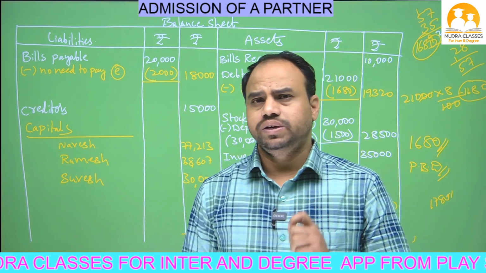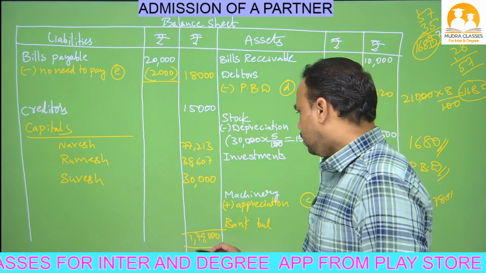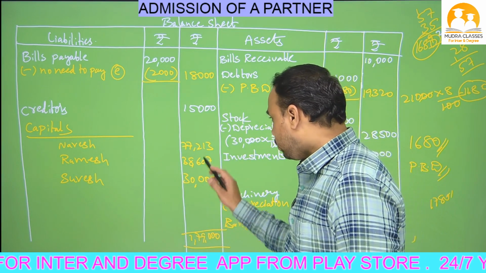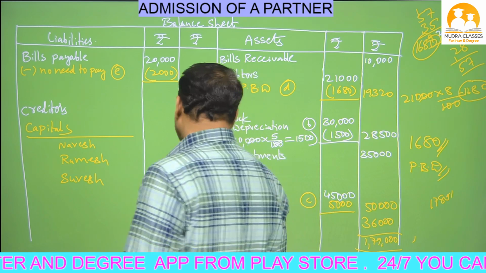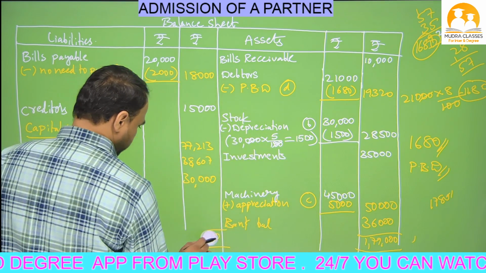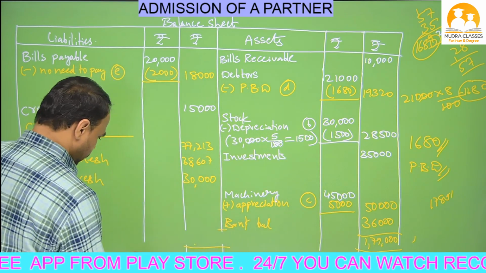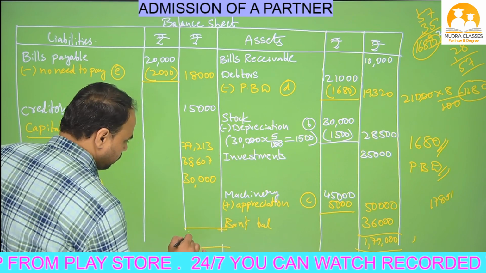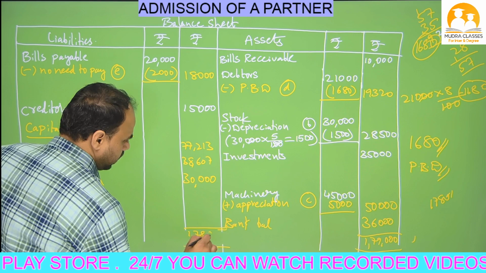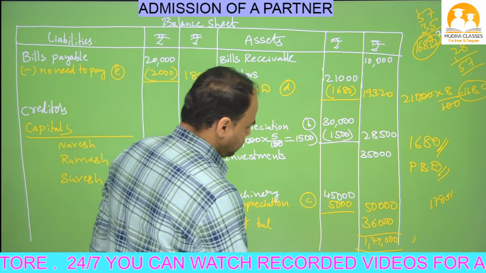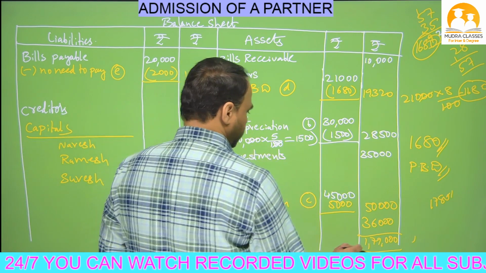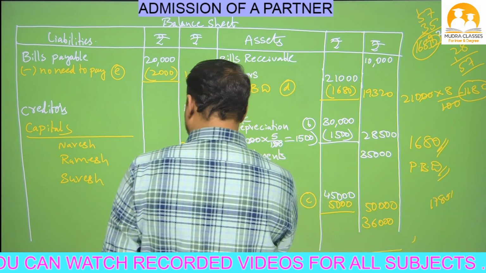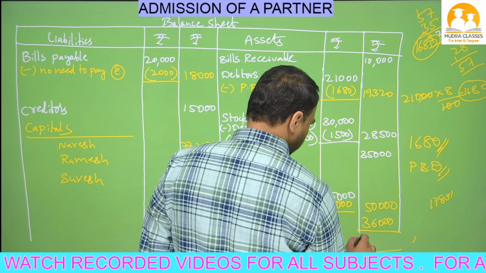Here one small mistake I made, that is the total. Actually here, if you do the total, we got 1,78,820. So here I will rub that out and write that one: 1,78,820. Similarly, check the asset side also, you are getting the same answer, 1,78,820.